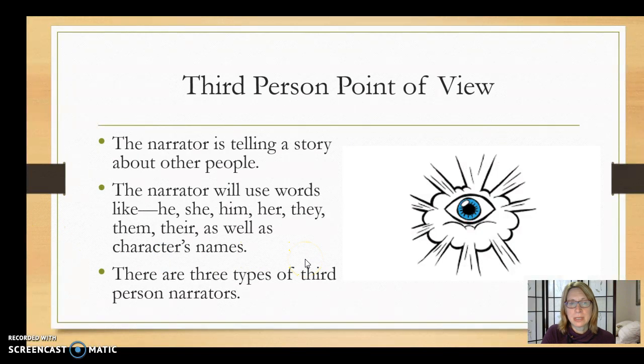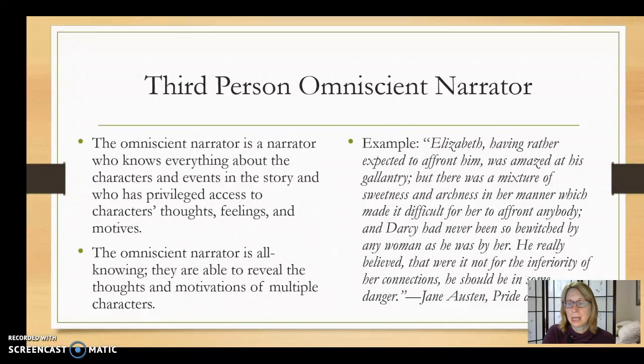Next, third person point of view is when the narrator is telling a story about other people, using words like he, she, him, her, they, them, their, or using characters' names. And there's 3 types of third person narration. There's the omniscient narrator. And if you think about omniscient, it means all-knowing. So the omniscient narrator knows everything about the characters and events in the story and has privileged access to the characters' thoughts, feelings, and motives. So they can reveal the thoughts and motivations of multiple characters in the book.